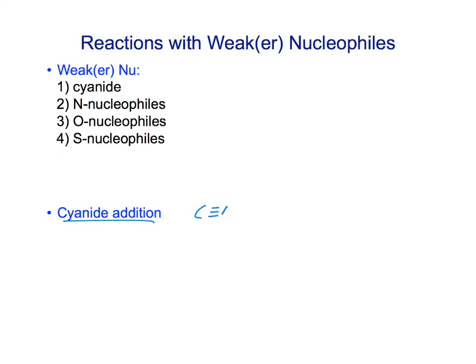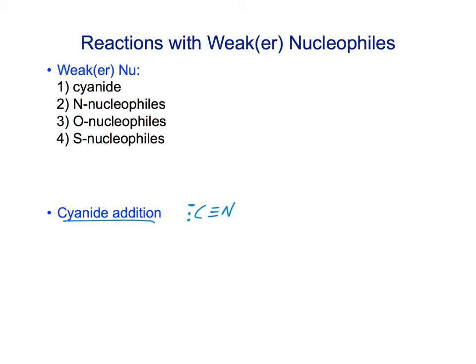So let's look first at the addition of cyanide. This is the structure of cyanide. Once we've added it into a molecule, do you know what it's called then? Not an azide, an azide has 2 nitrogens. A nitrile. So cyanide is the anion. A nitrile is the part that's attached once it's attached to an organic molecule.